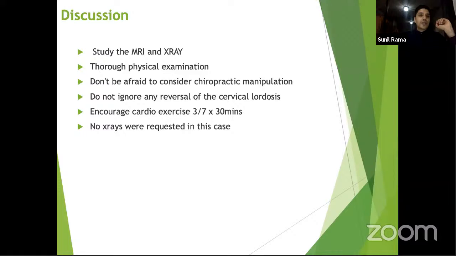So as a final discussion here, if the patient has any MRIs or cervical spine x-rays, actually any x-ray, examine it in detail. Do a thorough physical examination. Don't be afraid to consider chiropractic manipulation in these cases. Do not ignore any reversal of the cervical lordosis on x-ray. Always encourage cardio exercise at least 3 times a week for 30 minutes to the point where the heart rate's elevated. Like I said, in this case, no x-rays were requested.